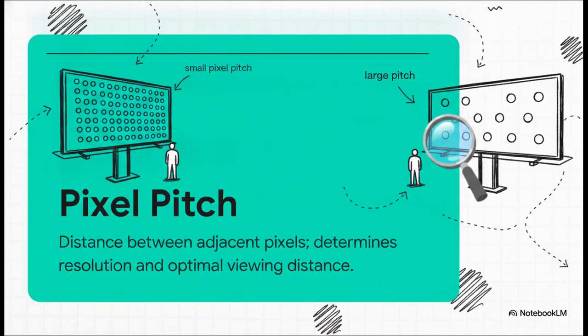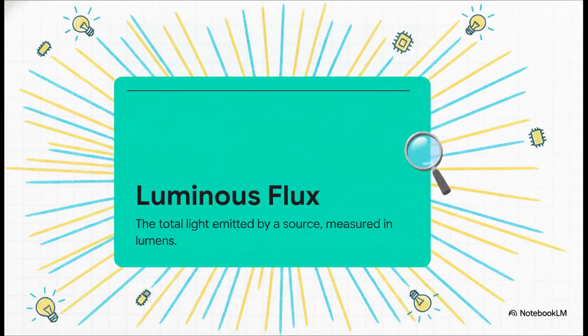The smaller the pitch, the tighter the density, meaning you can stand right up close and still see a super clear image. For indoor products, pitches are typically 3.9 millimeters or smaller. But for those huge outdoor billboards, they use much larger pitches because the viewers are looking at them from far away. Next up, we really need to talk about light itself.